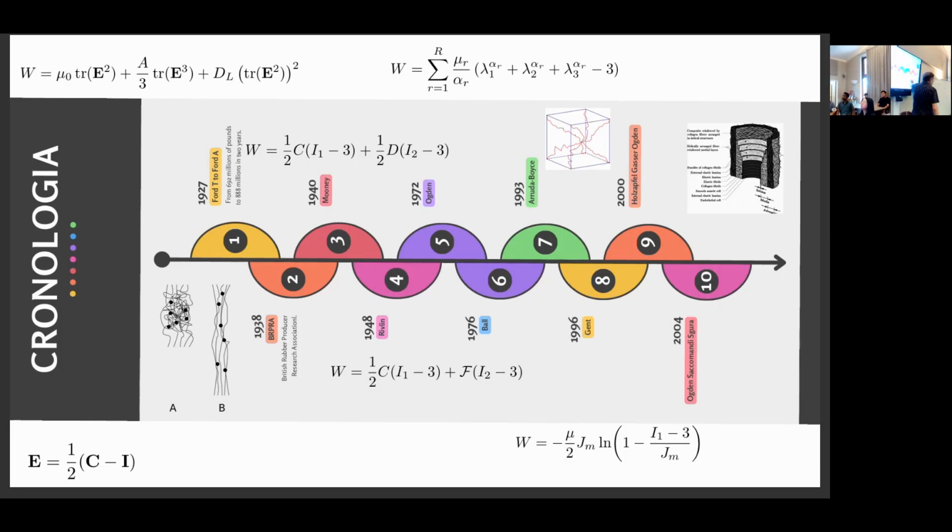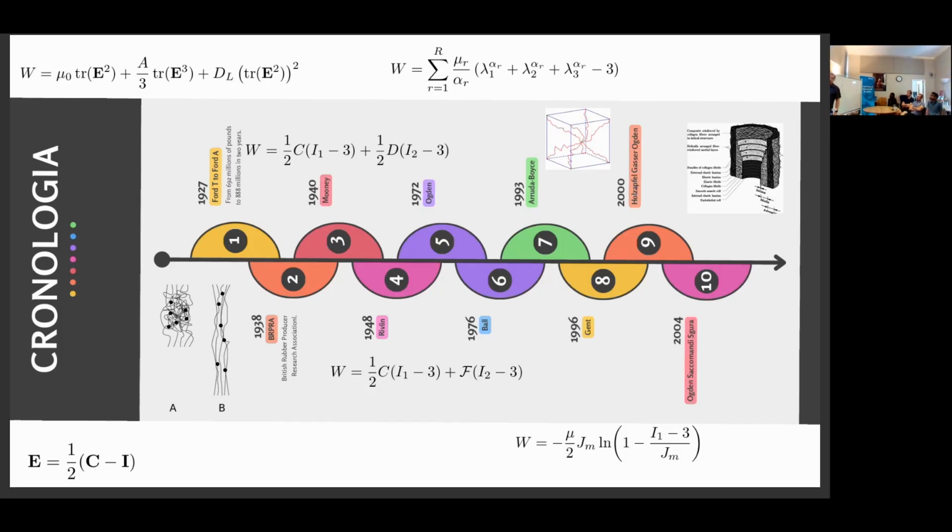In 1996, Alan Gent proposed this strange potential with the logarithm that doesn't seem very interesting. And you say, why am I noticing that? Because you see that there you have a Taylor expansion. Okay, but here you cannot have a Taylor expansion because when I1 minus 3 reaches Jm there is a singularity, and you can never expand in Taylor a function with a singularity. Okay, if you do that, you lose the singularity, and this was important.